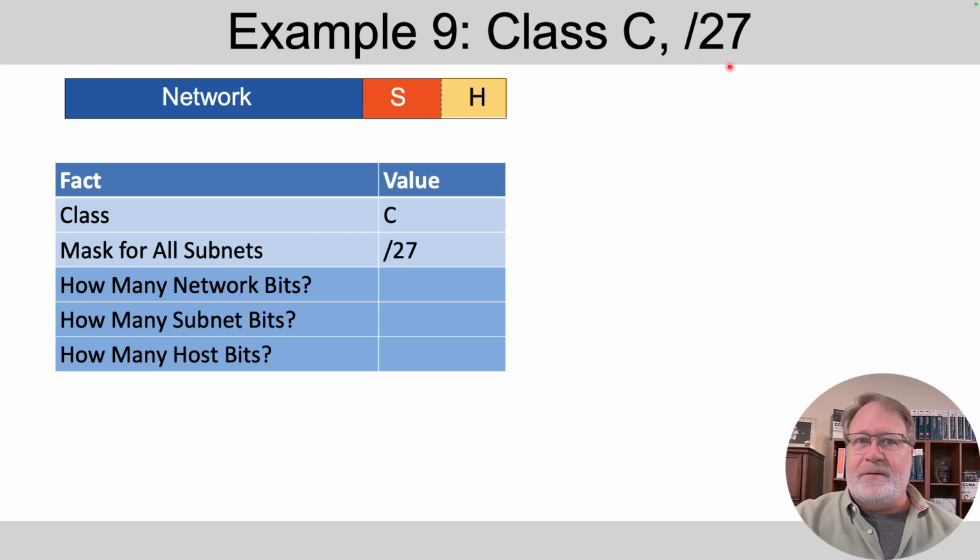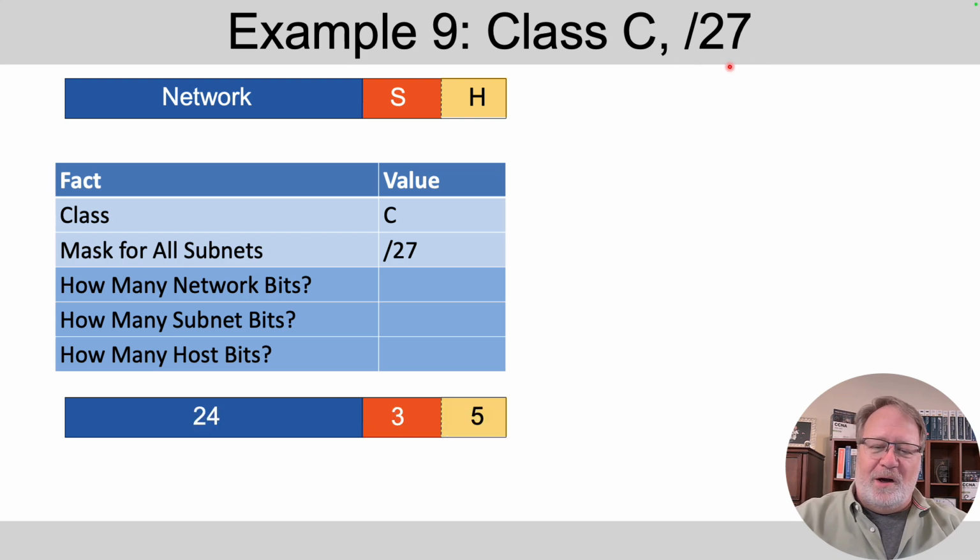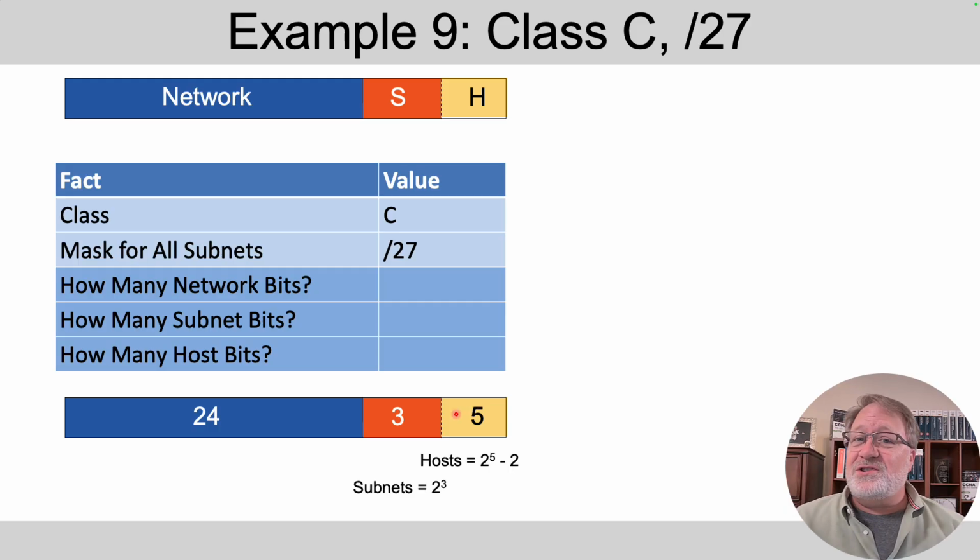So what do we get when we use that mask? Well, because it's Class C, you have 24 network bits. Because the network and subnet part should add up to 27, you get only 3 subnet bits. Because all 3 fields add up to 32, you get 5 host bits. So you don't get a lot because you didn't start with a lot of addresses, but you get 2 to the 3rd subnets, or 8 subnets, and 2 to the 5th minus 2, or 30 addresses per subnet.